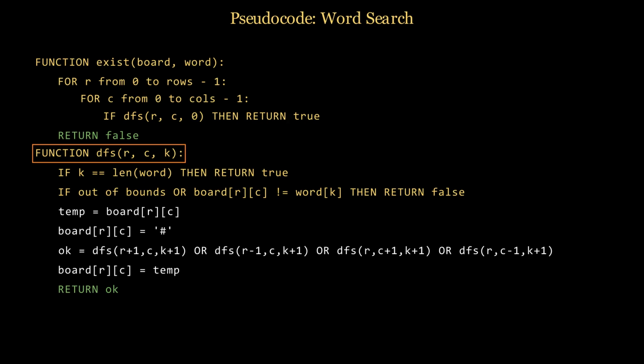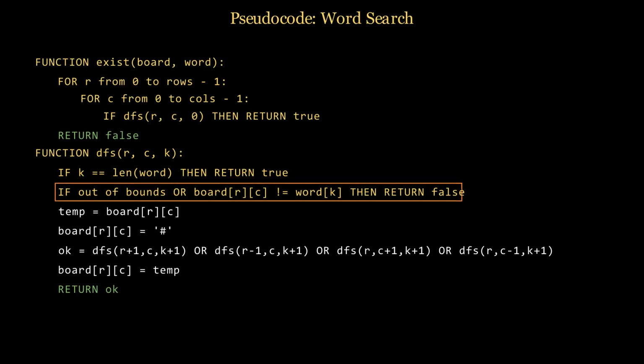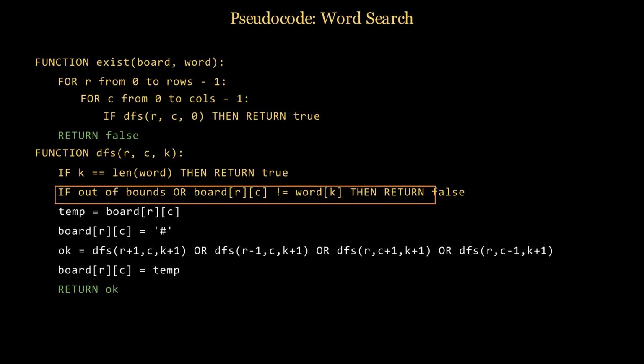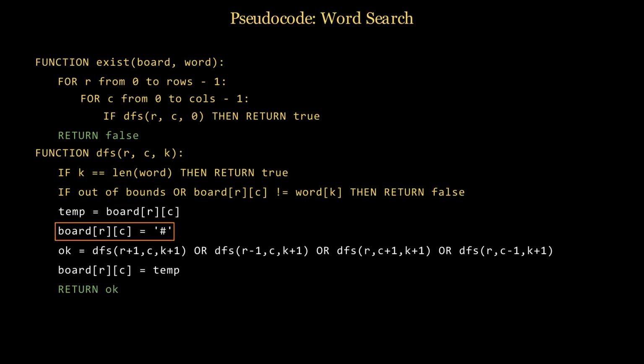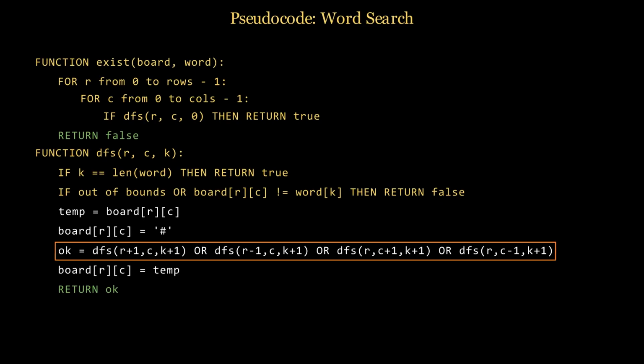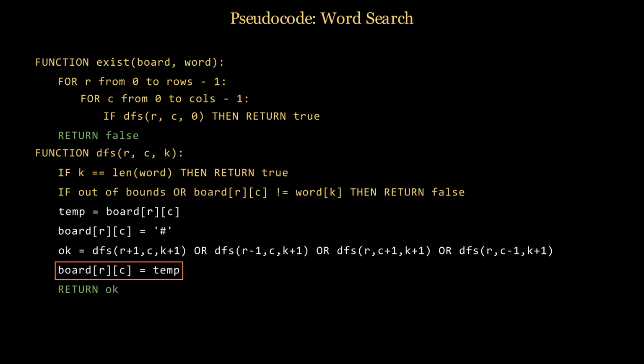Recursive helper, match from index K in the word. All letters matched. Off the board, mismatch, or blocked cell. Save the letter before masking. Mark visited so we cannot reuse this cell on this path. Recurse to the 4 neighbors with the next index. Restore the board for other branches. Return whether any neighbor subtree succeeded.